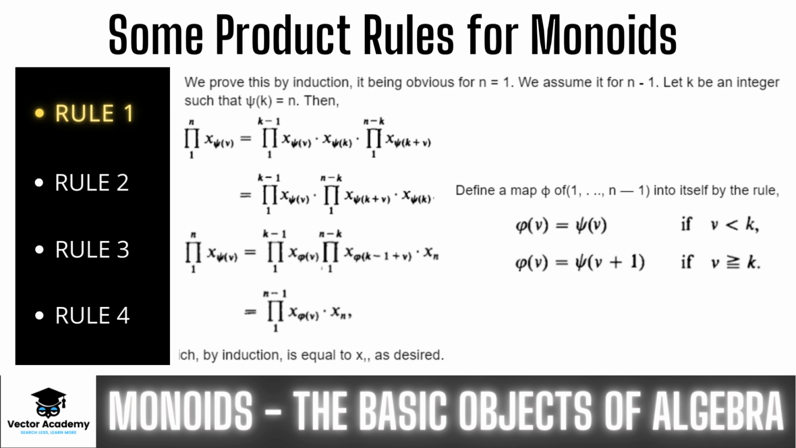We prove this by induction, it being obvious for n equals 1. We assume it for n minus 1. Let k be an integer such that theta(k) equals n. Then, which, by induction, is equal to the product of the x's, as desired.